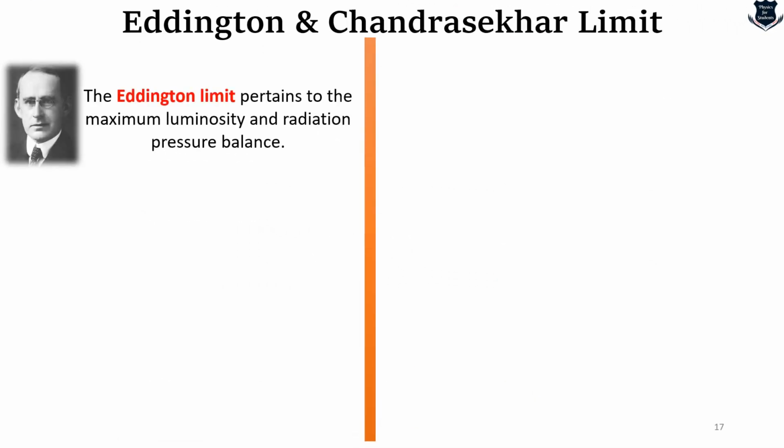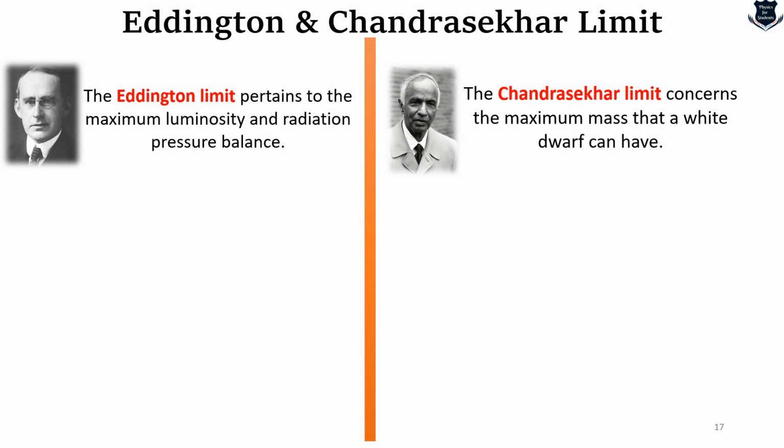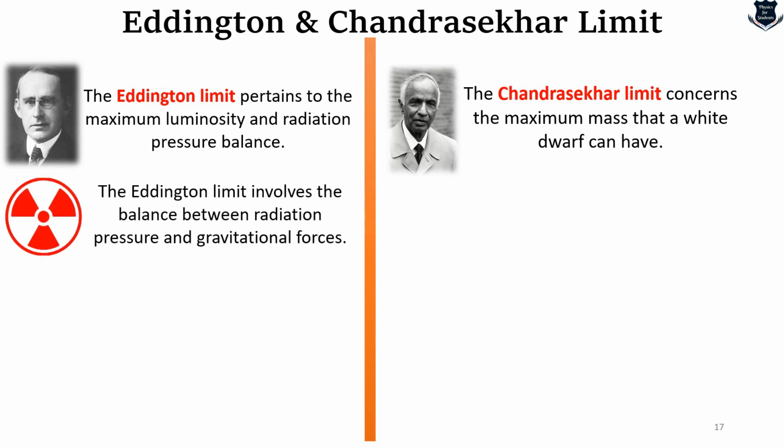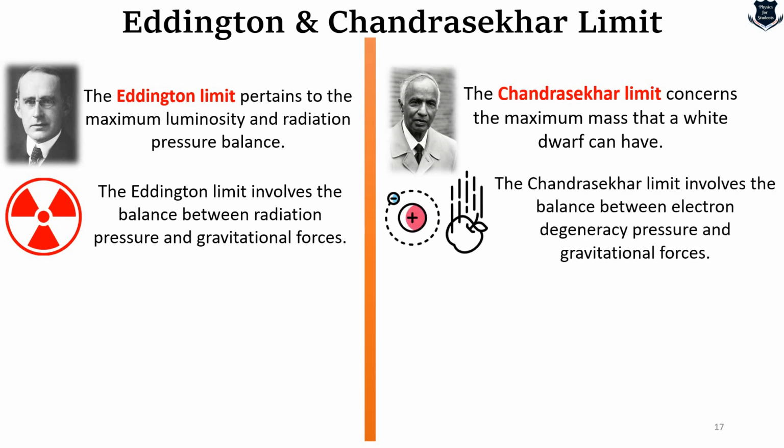Eddington limit pertains to the maximum luminosity and radiation pressure balance in stars or accreting bodies, whereas the Chandrasekhar limit is the maximum limit that a white dwarf can have while being supported by electron degeneracy pressure. Eddington limit involves the balance between radiation pressure and gravitational forces. Chandrasekhar limit involves the balance between electron degeneracy pressure and gravitational forces. So remember, both of these have got gravitational forces, but Eddington has got radiation, and this is the electron degeneracy pressure.